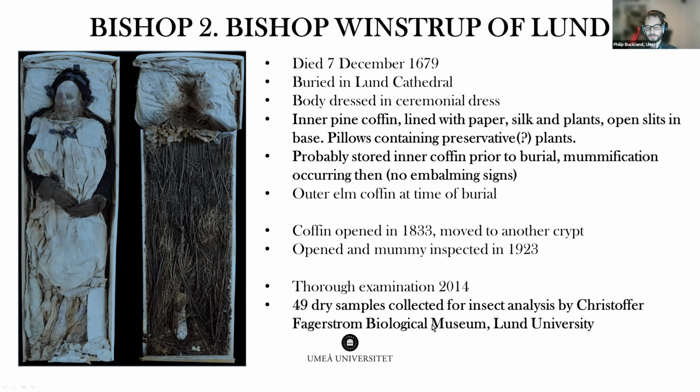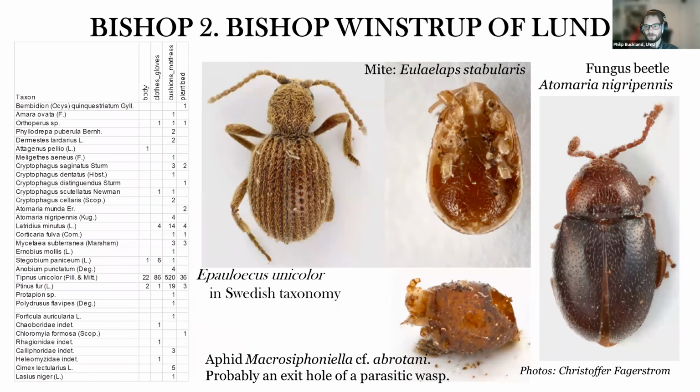Christopher Fagerström at Lund's Biology Museum took a lot of samples from this and worked very, very thoroughly, painstakingly through it, and got a considerably larger list of species, including over 600 Ptinus unicolor, sorry, it's a Paulus unicolor in the Swedish taxonomy. A spider beetle, which is quite common in dark places, basically. My barn is full of them.